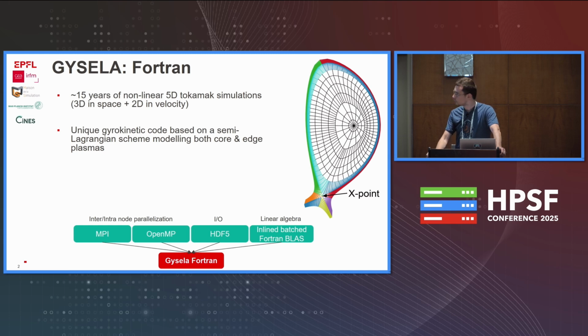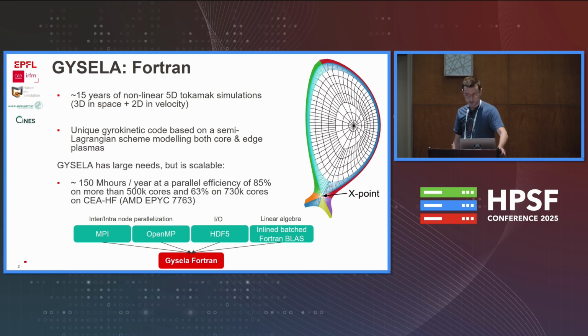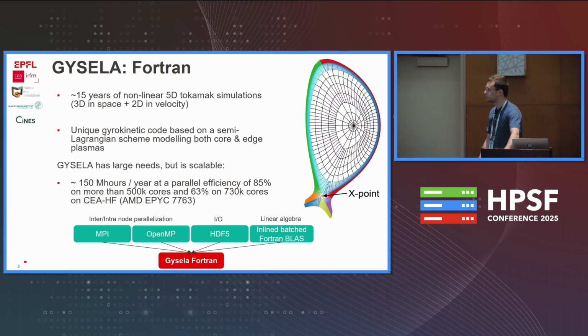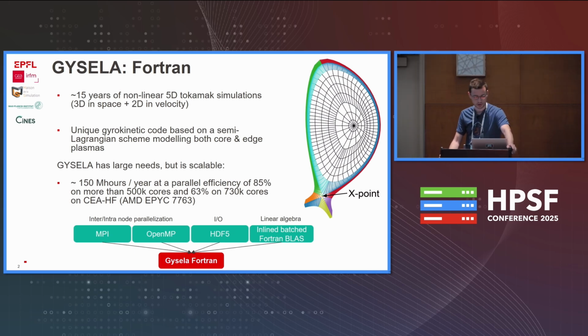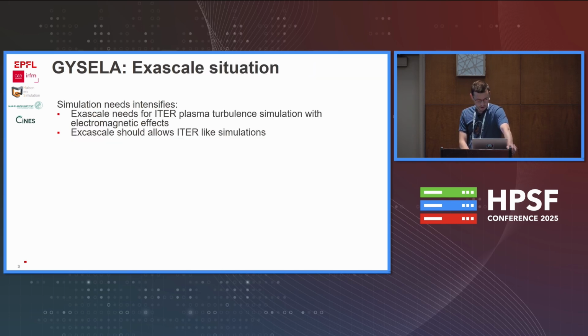So this is quite unique on the numerical side of things. But when it comes to computer science, it's actually quite simple. So there is OpenMP, MPI, and some I/O libraries. So it's not that big of a code, but it consumes a lot of CPU hours. Fortunately, it's able to scale quite well, even on very large amounts of cores. So this is where we come from.